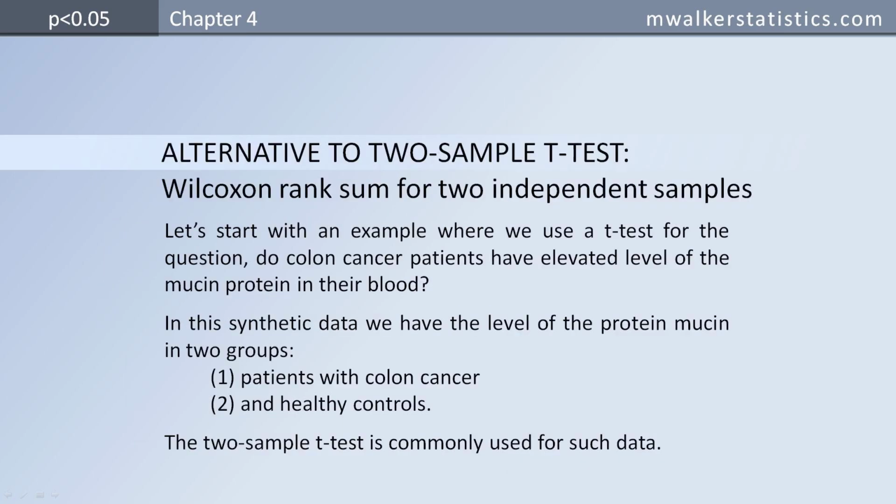Alternative to two-sample t-test, Wilcoxon rank sum for two independent samples. Let's start with an example where we use a t-test for the question, do colon cancer patients have elevated level of the mucin protein in their blood? In this synthetic data, we have the level of the protein mucin in two groups. 1. Patients with colon cancer, and 2. Healthy controls. The two-sample t-test is commonly used for such data.